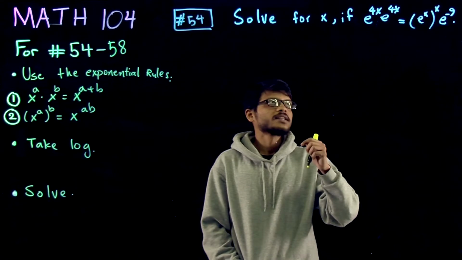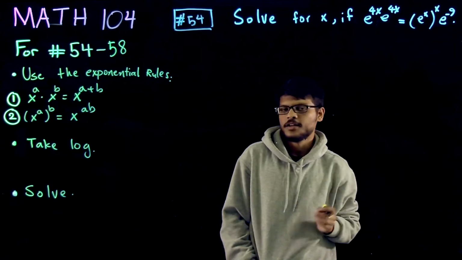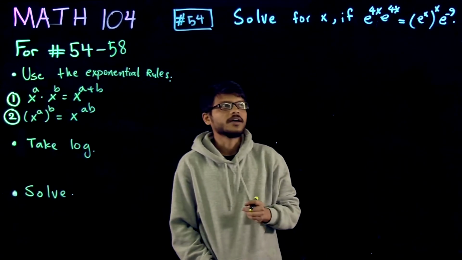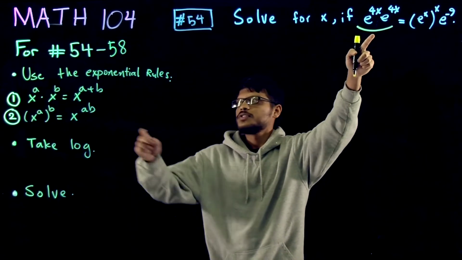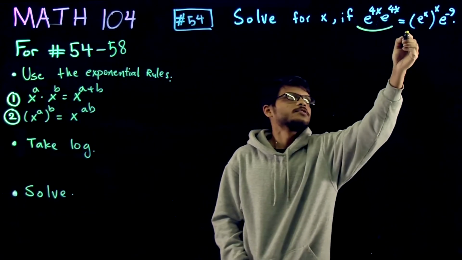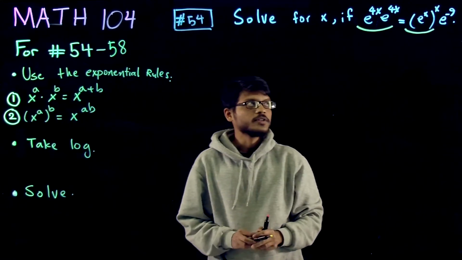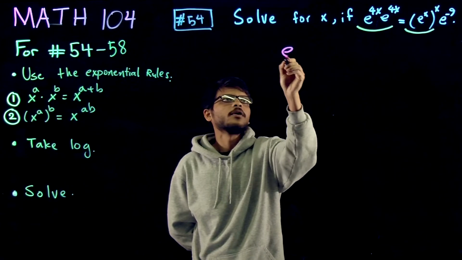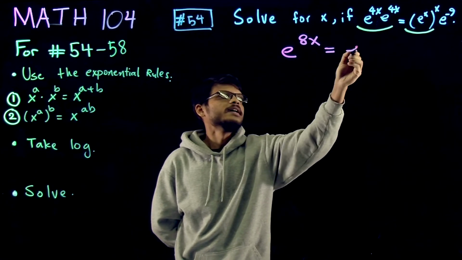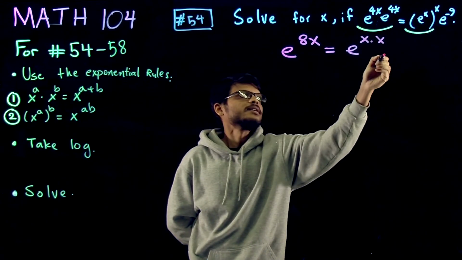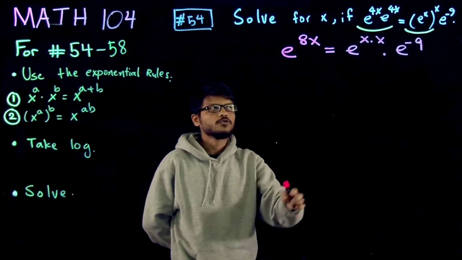We have e to the power 4x times e to the power 4x is equal to e to the power x to the power x times e to the power negative 9. We want to solve for x. For this part we are just going to use law number 1, and for this part over here we are going to use law number 2. So the new equation that we get is e to the power 8x is equal to e to the power x times e to the power negative 9. This is what we get when we use law number 1 and 2 for the first part.